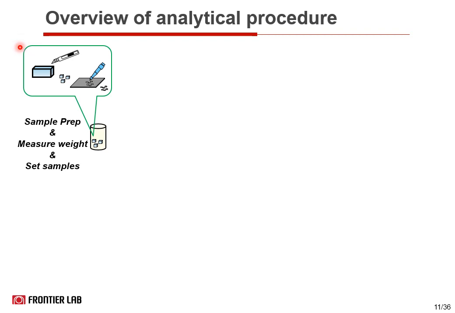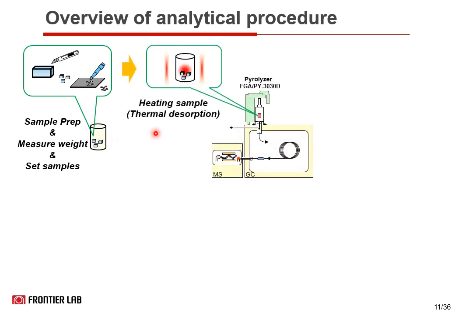This is an overview of the analytical procedure. As I explained, simply cut your sample into small pieces with a knife, place them in a sample cup, and measure the weight. Then set the sample cup on a pyrolyzer. The sample cup is heated inside the pyrolyzer and phthalates are thermally desorbed.